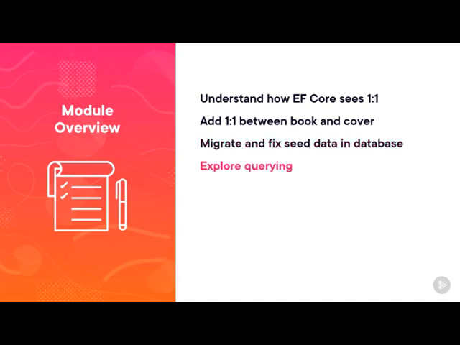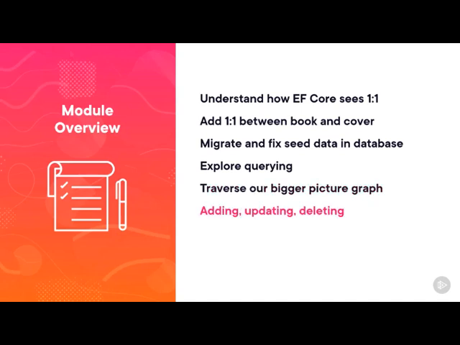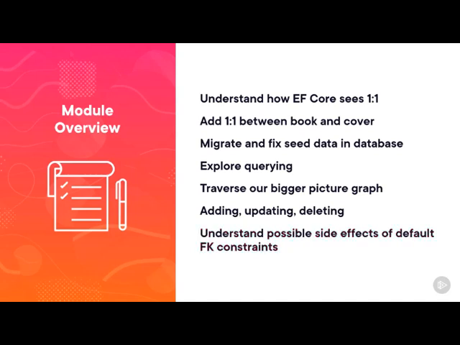Not only will we query across this new relationship, we can also now pull a full graph from author to book to cover to artist, so you'll get to explore many-level relationships. Then, of course, we'll need to insert, update, and delete data involved in the one-to-one. And as we do that, you'll learn about unique foreign key constraints and some behaviors you'll need to be aware of. So let's get started.